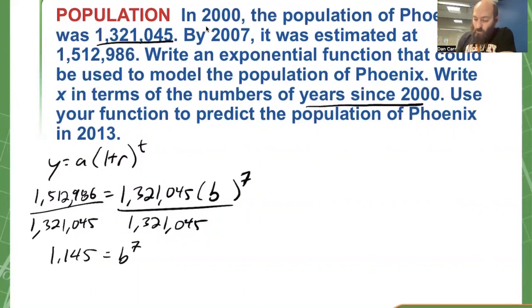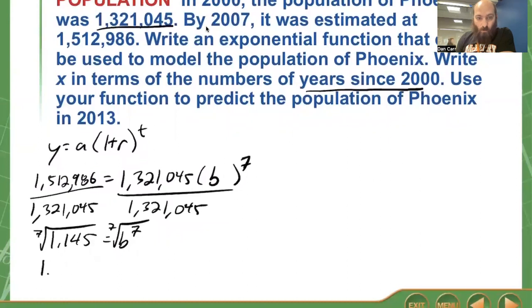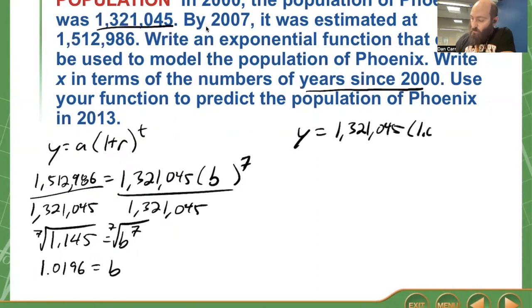Here, we're going to undo the 7th power by taking the 7th root of both sides. So once I do that, I get 1.0196. That's going to be my b value. So that means the first part of this, I want to write in terms of x and y for years and everything. Y is equal to the initial amount, 1,321,045, multiplied by the b value, which is 1.0196, raised to the x power.